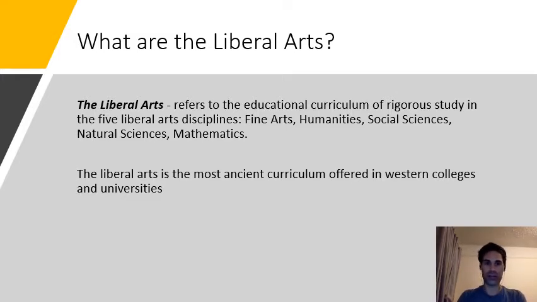Well, the liberal arts refers to the educational curriculum of rigorous study in the five liberal arts disciplines: fine arts, humanities, social sciences, natural sciences, and mathematics. So to study the liberal arts basically means that you take part in this rigorous education in these five areas. And the liberal arts, interestingly, is the most ancient curriculum offered in Western colleges and universities.